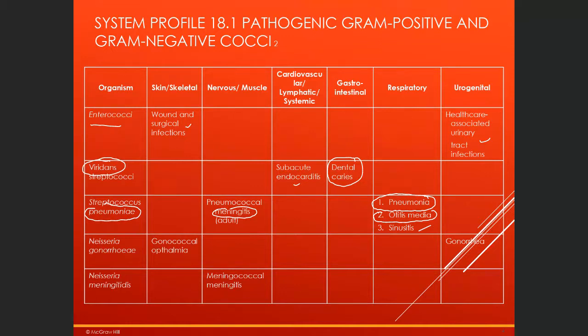The next one is Neisseria, and the most famous one is Neisseria gonorrhoeae, which causes gonorrhea, one of the sexually transmitted diseases, or STDs. It can also cause gonococcal ophthalmia in the eyes. And the next one is Neisseria meningitidis, and this is the primary pathogen that causes meningitis in humans, especially in children.